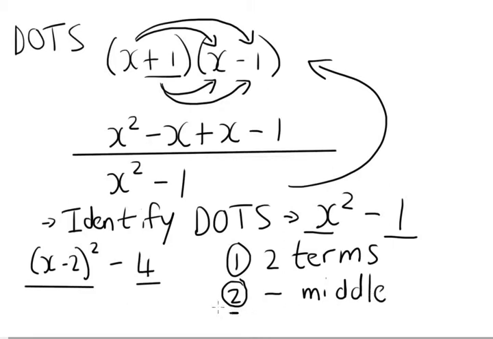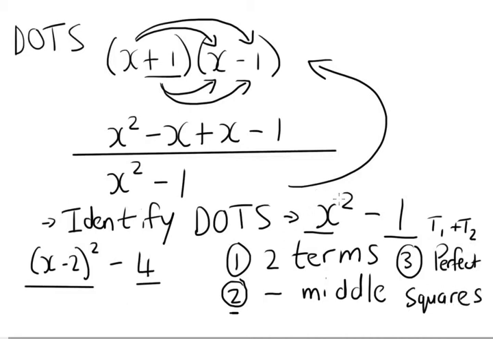And then the third important characteristic is that both terms are perfect squares. So term 1 and term 2 are both perfect squares. What do we mean by that? What we mean is that if we square root this here, so if I say the square root of x squared, my answer in this case is going to be x. The square root of 1 is equal to 1. So I'm not getting an irrational number as my answer. My answer is a rational number.